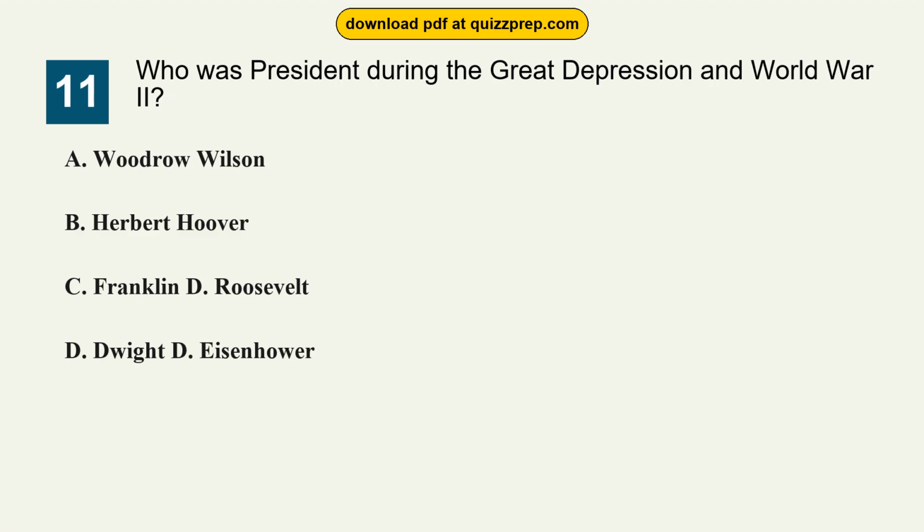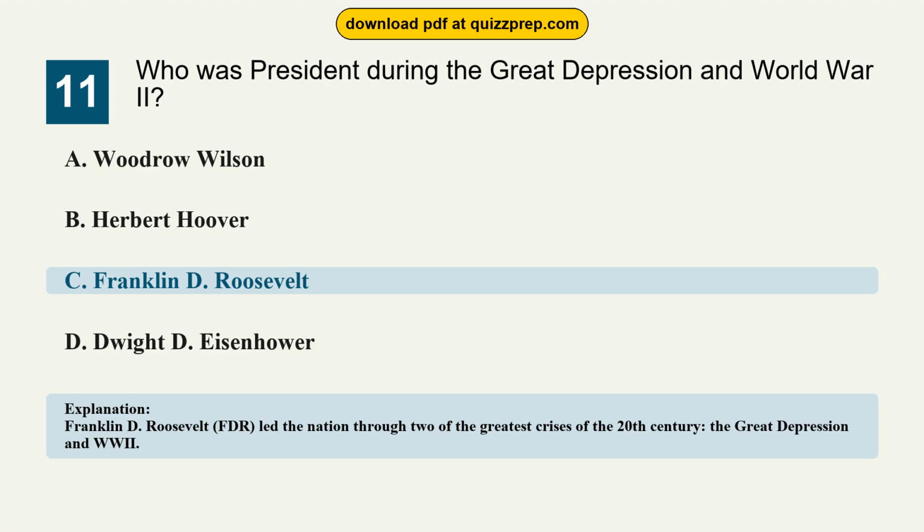Question 11. Who was president during the Great Depression and World War II? Option A. Woodrow Wilson. Option B. Herbert Hoover. Option C. Franklin D. Roosevelt. Option D. Dwight D. Eisenhower. The correct answer is option C, Franklin D. Roosevelt. Franklin D. Roosevelt, FDR, led the nation through two of the greatest crises of the 20th century, the Great Depression and World War II.